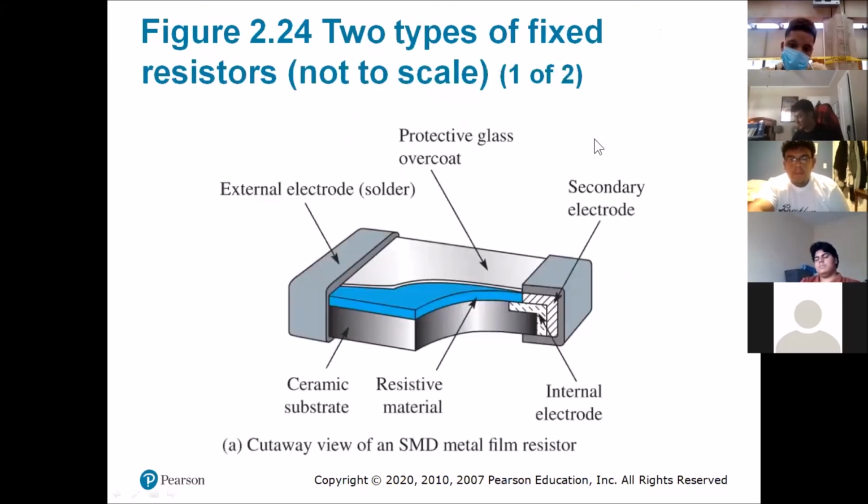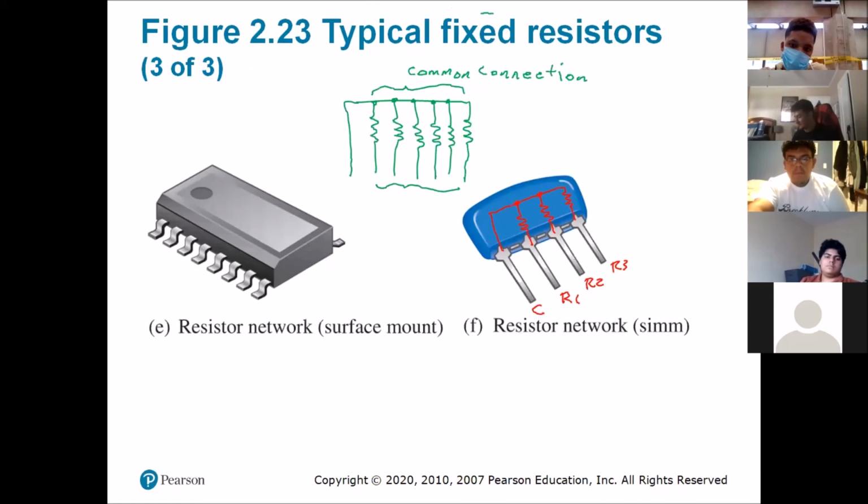So anyway, for the common connection, is that where the entire net current, the net voltage is, or is that going to be where, after the current passes through all of the resistors, that's where it pulls up?